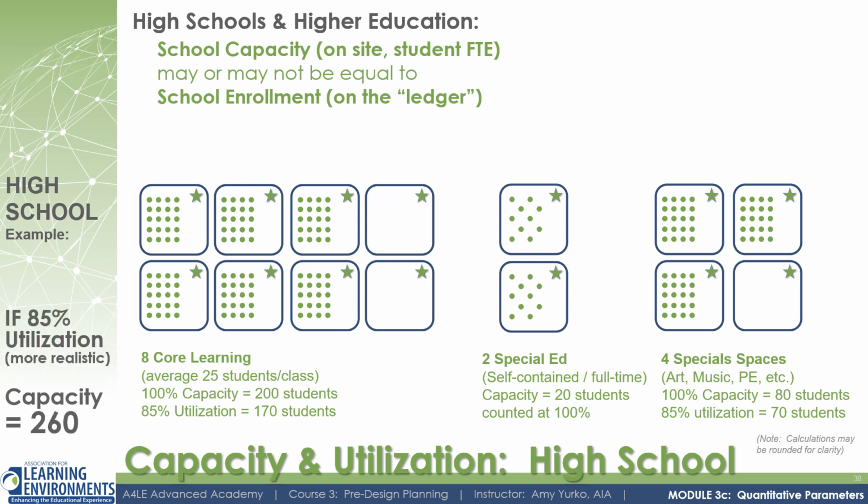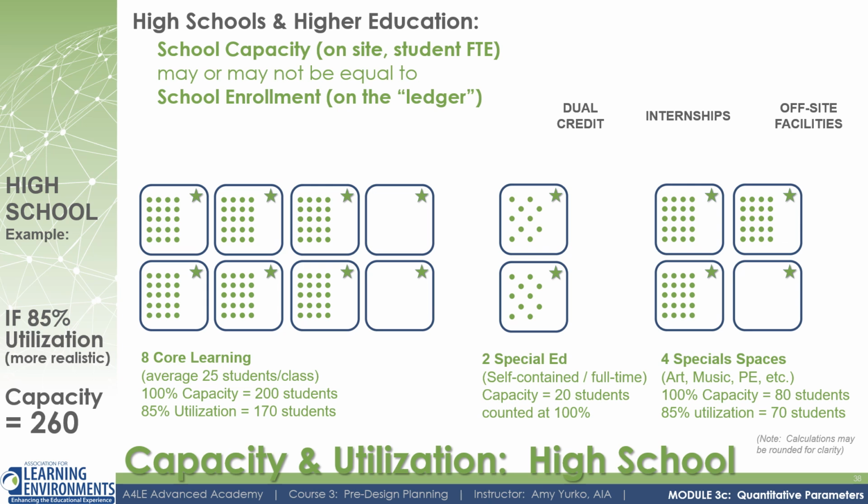Now, if we look at a more realistic utilization, say 85%, typically high schools are between 80 and 90, we see that 3 classrooms would be empty, or 3 learning spaces would be empty at any given time, and our capacity goes down to 260. But one caveat that we find, and certainly this is with higher ed and becoming more prevalent at the high school level, is that there are off-site activities that students can be engaged in, which takes them out of the school altogether, and therefore they're on the ledger, but they're not in the building.